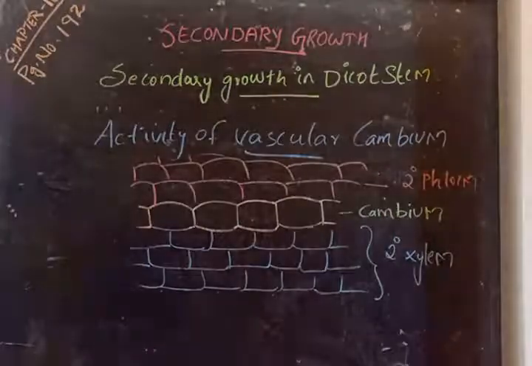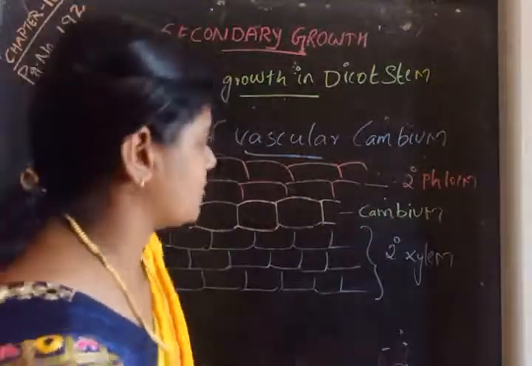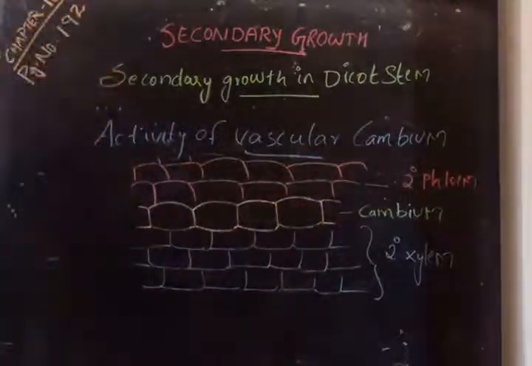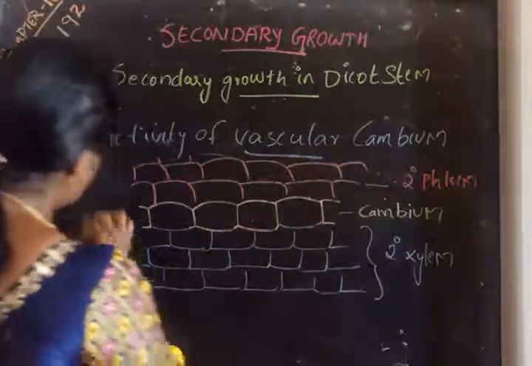Secondary phloem. So when the cambium is active, it may cut off new cells towards inside, is called secondary xylem. It may cut off new cells towards outside, is called secondary phloem. At places, cambium forms some narrow horizontal band of parenchyma which passes through the secondary phloem and secondary xylem. These are called rays.